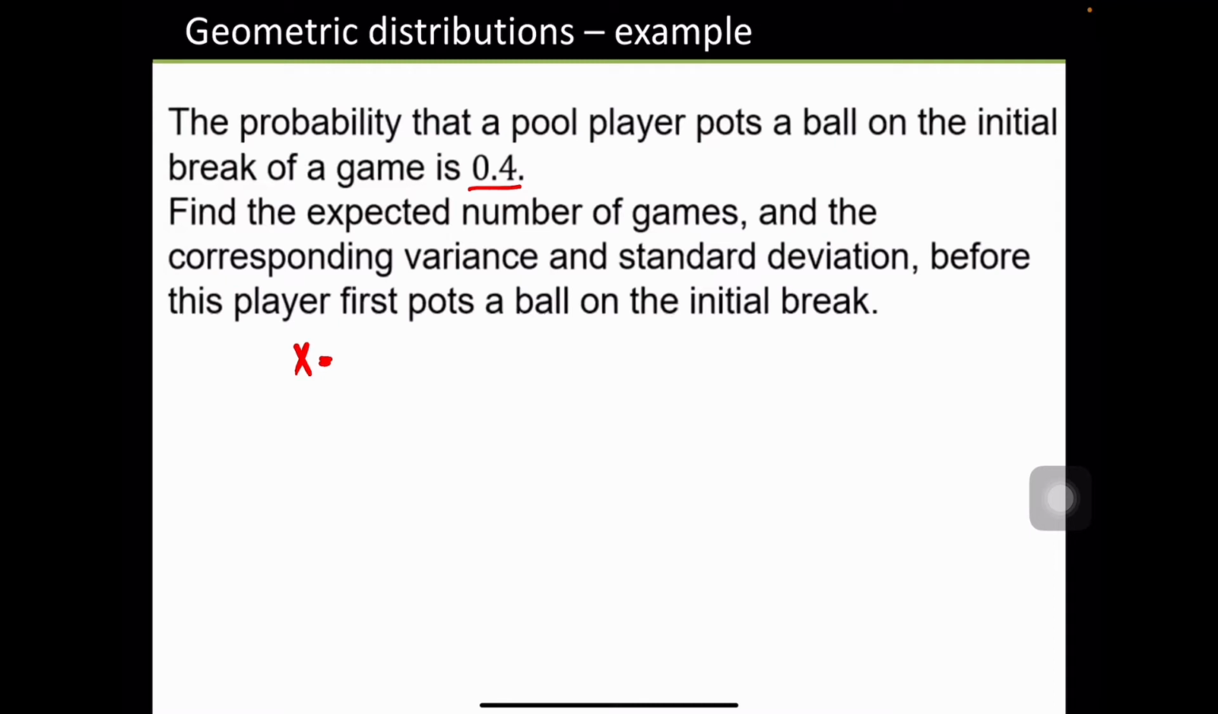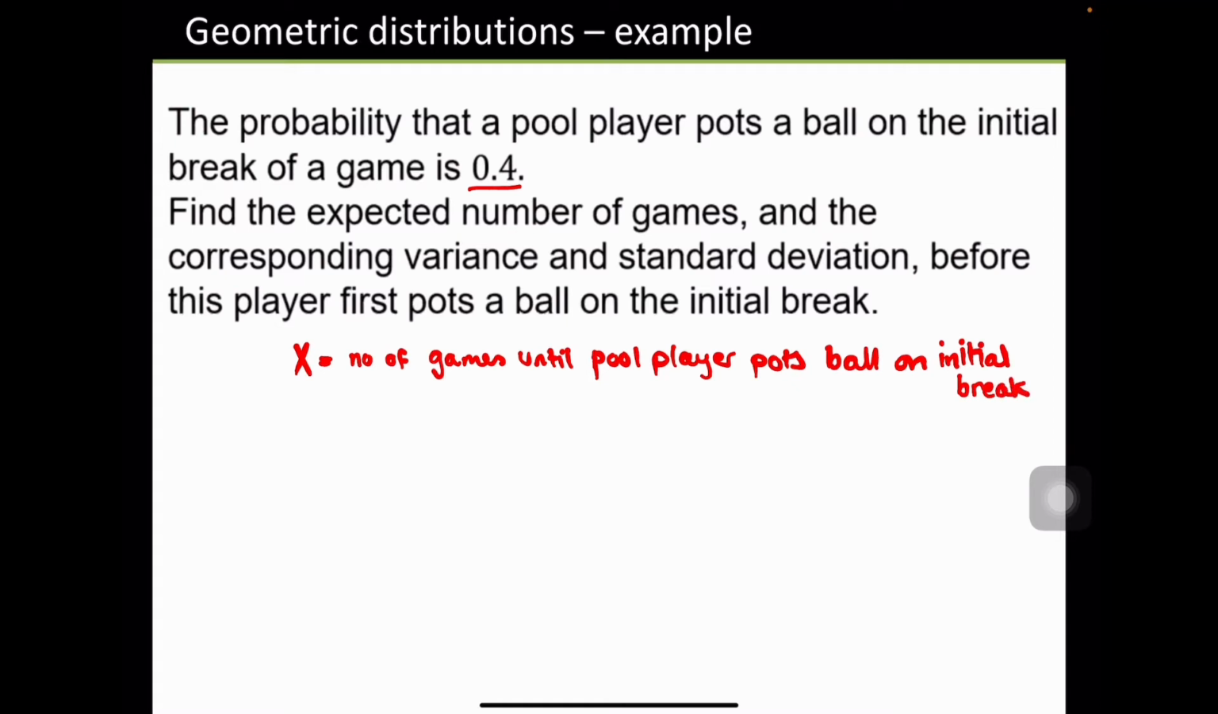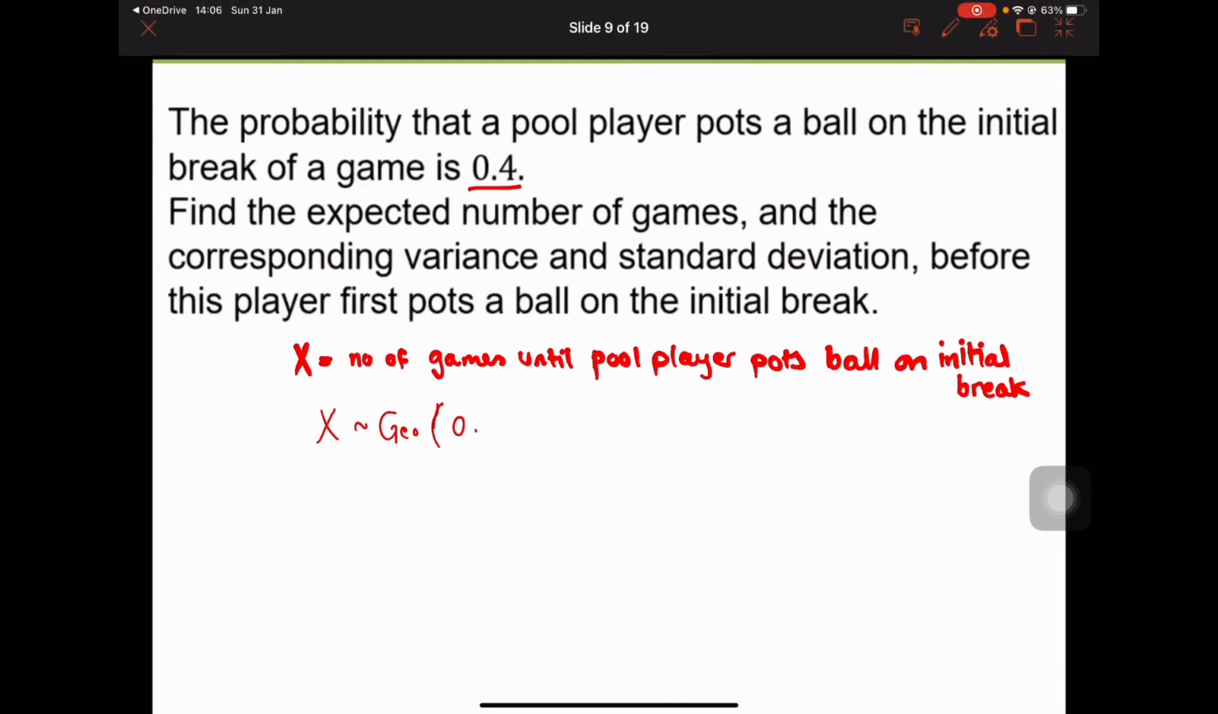So, alright, number of games until pool player pots a ball, and so x is geometrically distributed with a probability of success of 0.4.